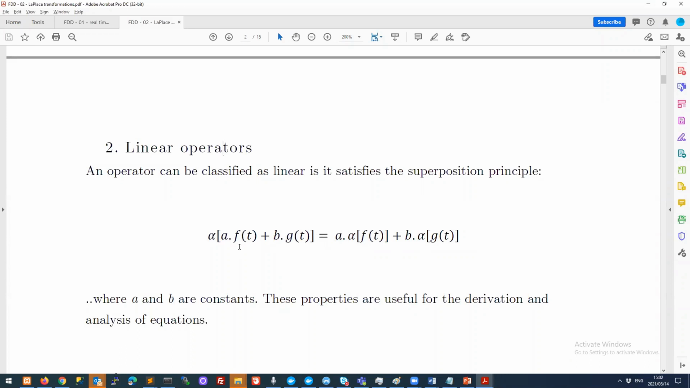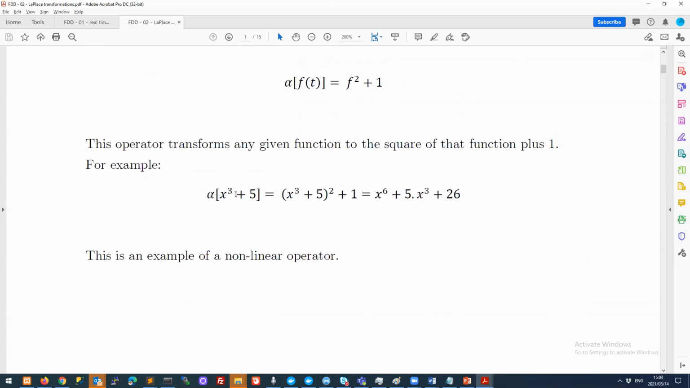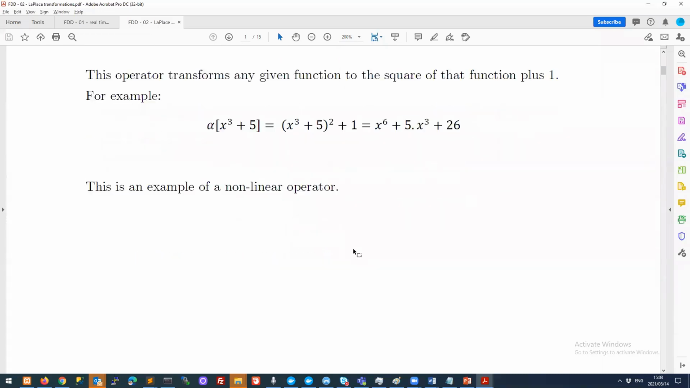Right, in a way, it looks obvious, alpha times this and alpha times that. But of course, you can't say alpha times this because alpha is a function. It's a function of a function here. So it's not multiplication. So this is not a linear operator. If you take alpha on x cubed, right, and then alpha on 5, you won't get the same result as this. So that's not a linear operator.